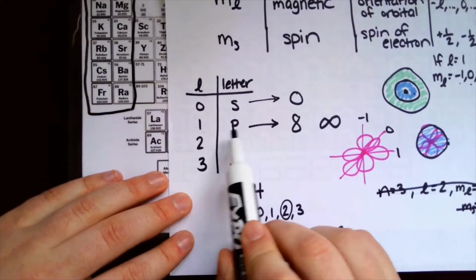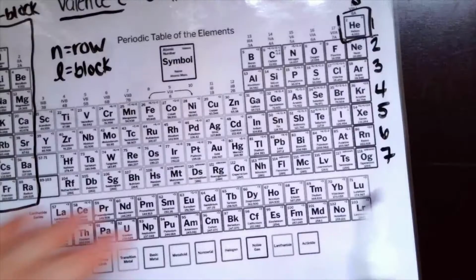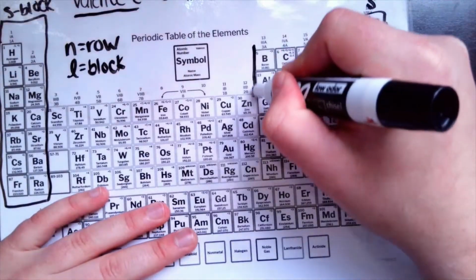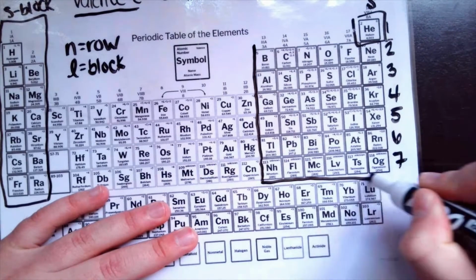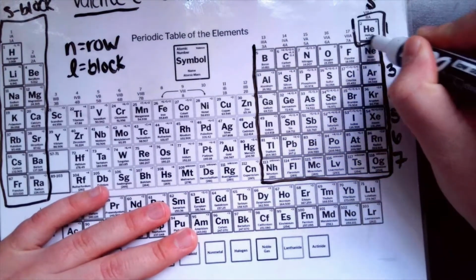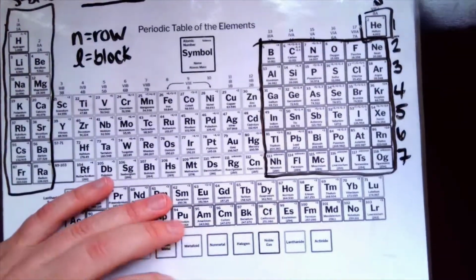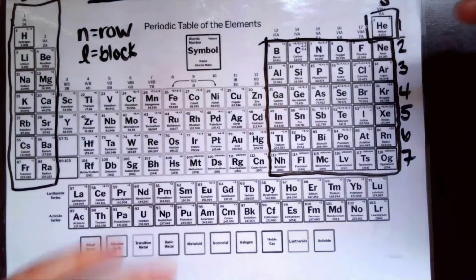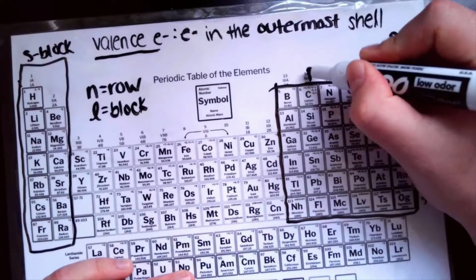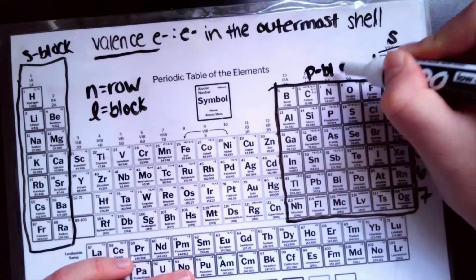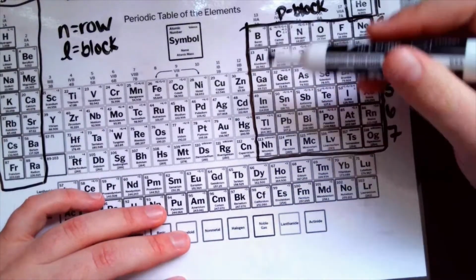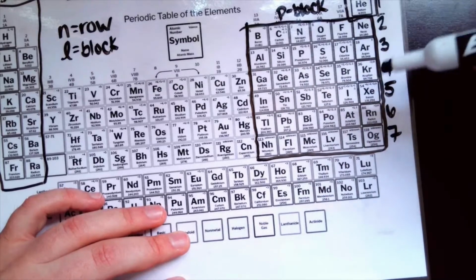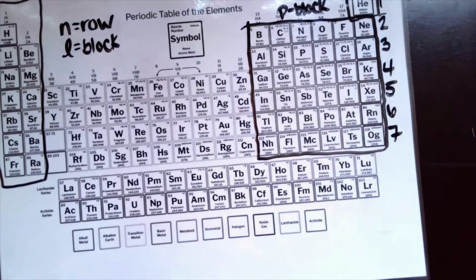The next one after that, for an L value of 1, is represented by the letter P. In the P block are all of these ones on the other side of the transition metals. Of course, again, not including helium, because helium is part of the S block. So this right here is the P block. So all of the valence electrons for anything here have an L value of 1.